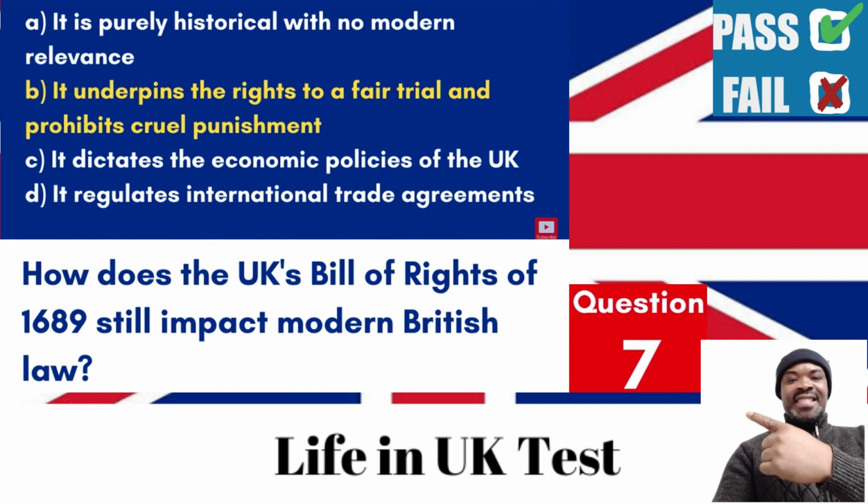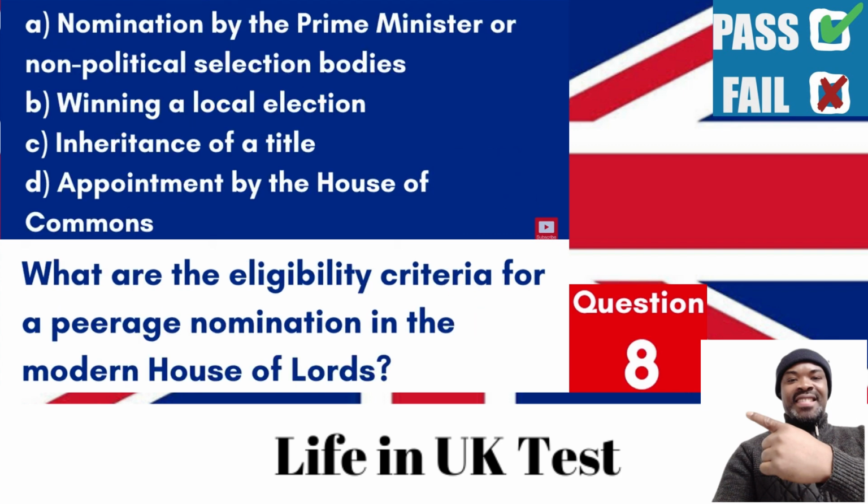Answer: B. It underpins the rights to a fair trial and prohibits cruel punishment. The Bill of Rights of 1689 established lasting principles, such as the right to a fair trial and prohibitions against cruel and unusual punishment.